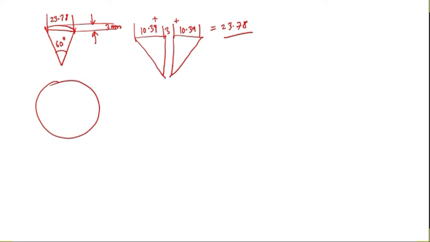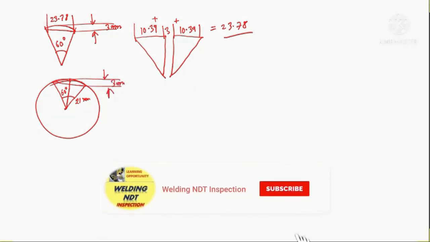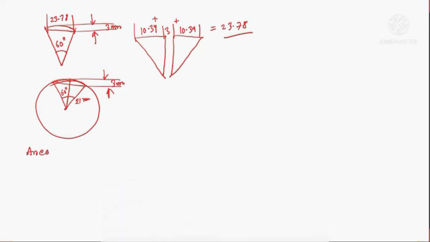Now, very important, you should know how to calculate the sector. So how to calculate the sector? This is your 21 mm, this is 60 degree, and this is 3 mm. So area of sector, how much is it? Pi r square into 60 by 360. Why 60 by 360? This is only 60 degree, and the whole circle is 360 degree.